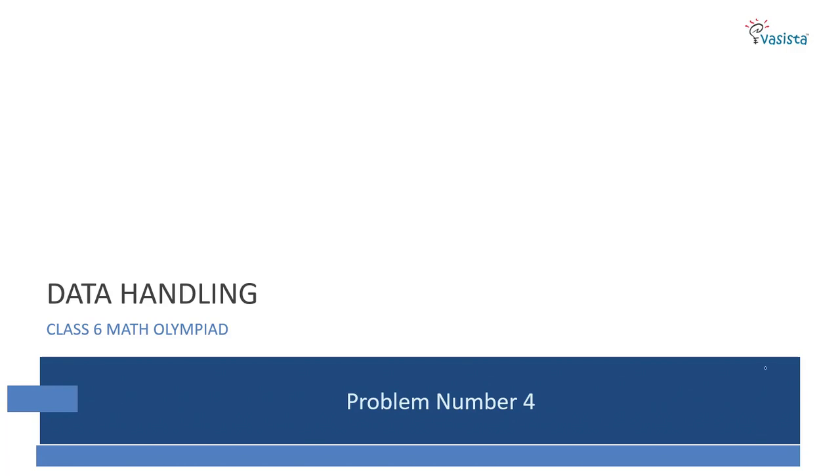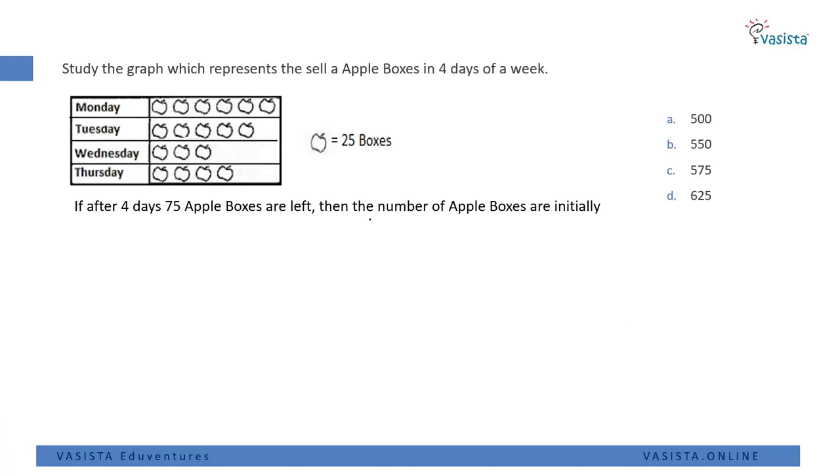Right, let me go with the fourth problem. This is based on the pictograph. Let us check it out here. Study the graph which represents the sale of apple boxes in 4 days of a week. Each apple in this pictograph represents 25 boxes. If after 4 days 75 apple boxes are left, then what is the initial number of apple boxes?